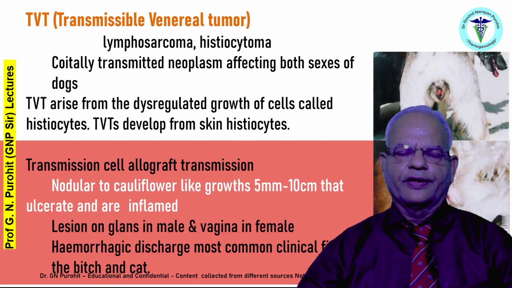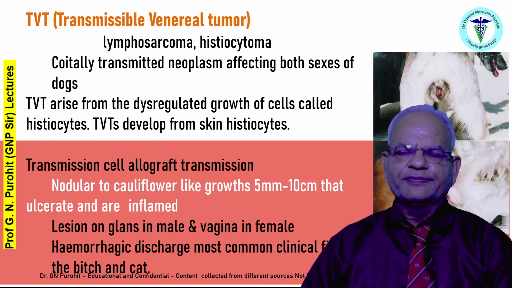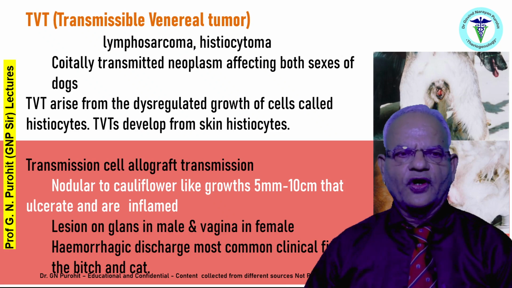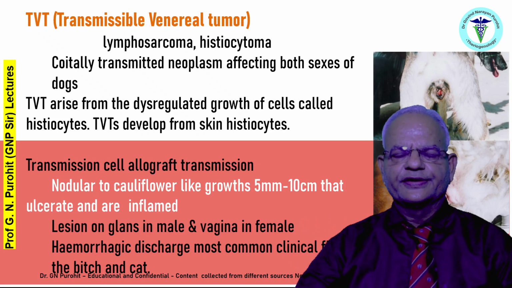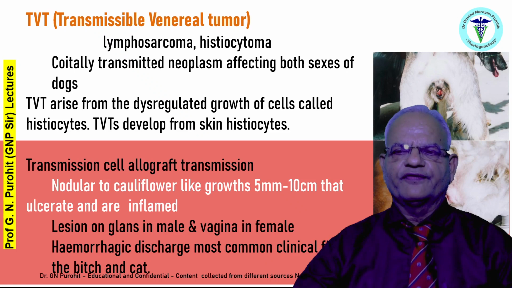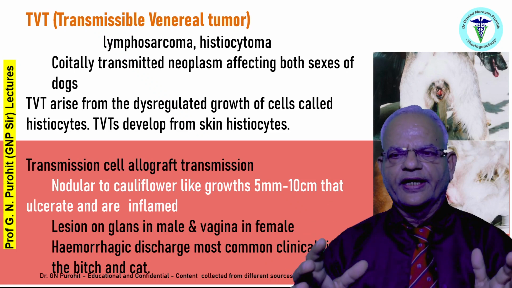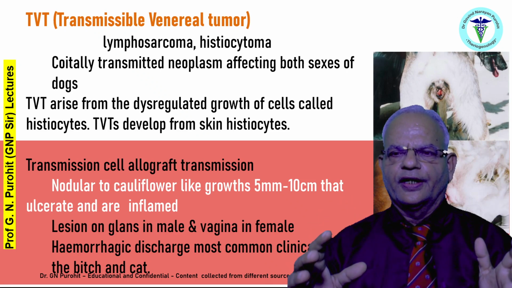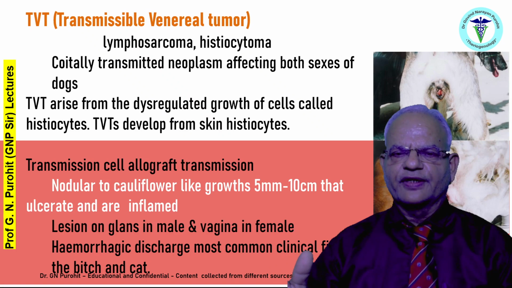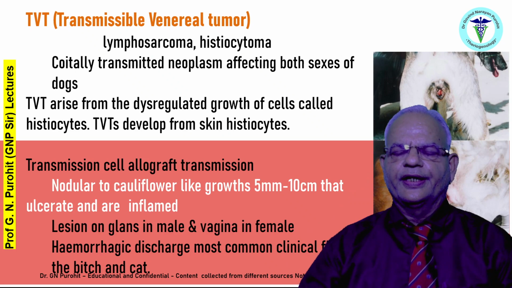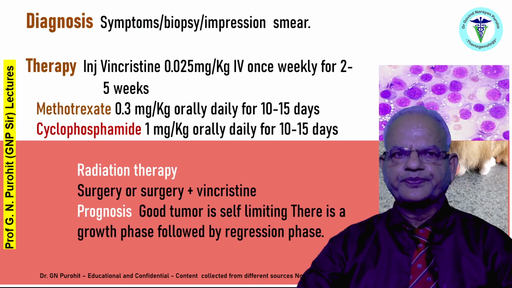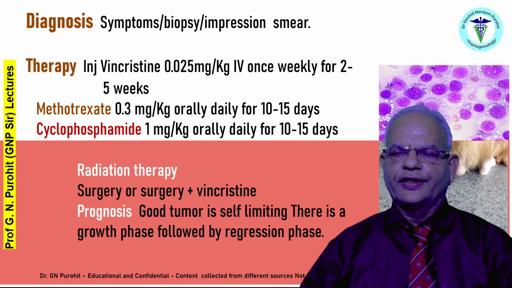Transmissible venereal tumor is a coitally transmitted neoplasm affecting both sexes of dogs. It arises from dysregulated growth of cells called histiocytes. The transmission is through cell allograft transmission, and the symptoms would be cauliflower-like growth on the vagina, on the glans penis of the male. Sometimes males may develop nodules on the nose, and hemorrhagic discharge is the most common clinical finding in female dogs.